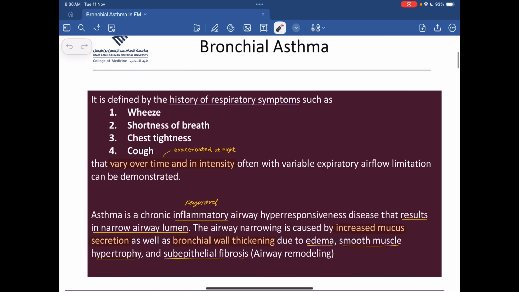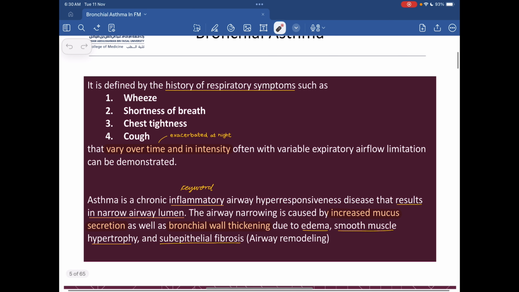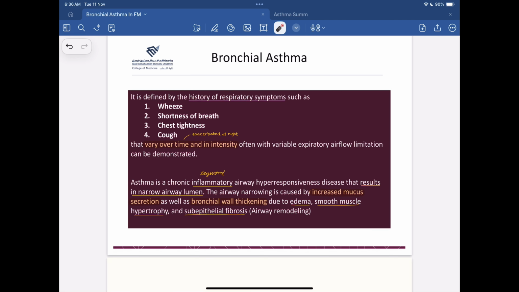So what is asthma? مراجعة سريعة. It's a history of respiratory symptoms, which include wheezing, shortness of breath, chest tightness, and cough, and which varies over time and in intensity. So we know that it's exacerbated at night and often with variable expiratory airflow limitation.